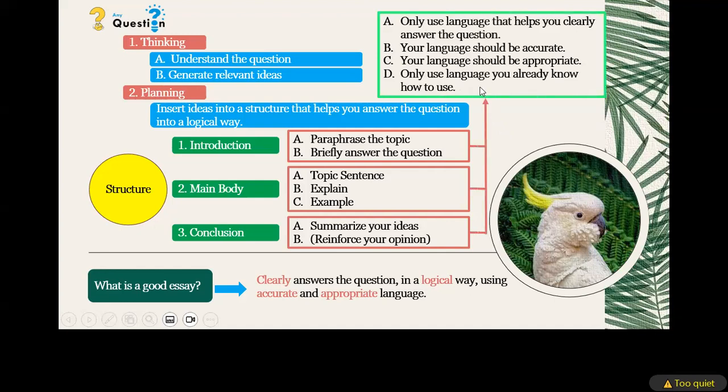And then, well, this is what is meant by, for example, this one, the language. Okay, now here we have using appropriate, accurate and appropriate language. What is meant by this? Now, only use language that helps you clearly answer the question. Now, this means what? You should never come up with bombastic or fancy words.